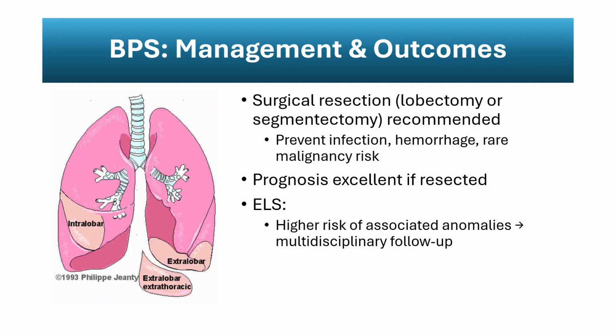Extralobar lesions carry a higher likelihood of associated anomalies, necessitating multidisciplinary follow-up to monitor for congenital heart disease, diaphragmatic defects, or genitourinary anomalies. Early identification and appropriate surgical planning minimize perioperative risk and ensure the best functional and developmental outcomes for affected infants.